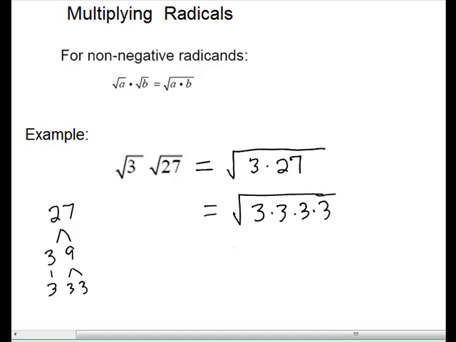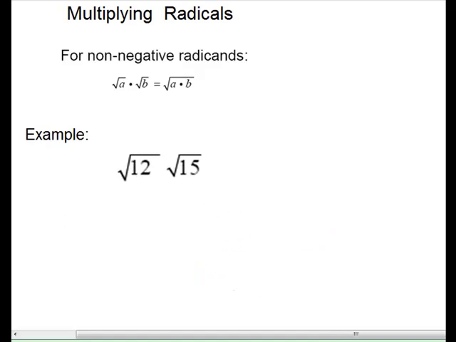So square root means we're looking for groups of 2 factors. Here is 1 3 to go outside for this group. And 1 3 to go outside for this group. And there is nothing left underneath the radical. So 3 times 3 will give us 9 for this answer. Let's look at one more of this kind.